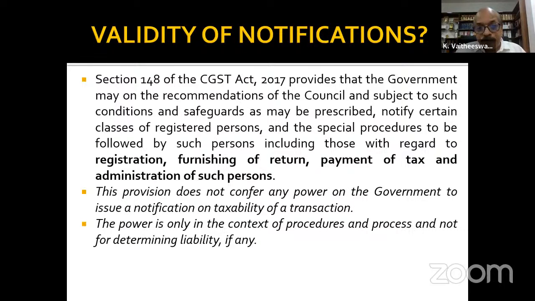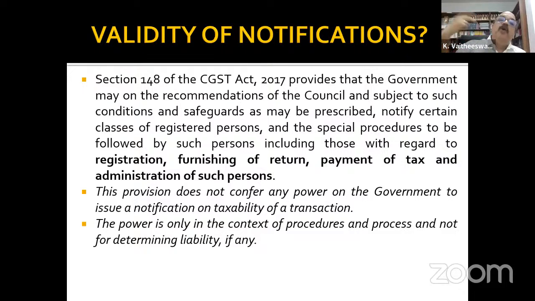Interesting questions could be whether 6/19 and 4/18 are valid, because both of them have been issued under 148. Section 148 talks about registration, furnishing of returns, payment of tax, and administration of tax of persons. For these four categories, there can be some modifications, concessions, etc. For example, you can say file quarterly returns or half-yearly returns instead, or you can give an installment in payment of tax, or you can say who should administer whom, or you can talk about some registration. That is the power which you can exercise under 148.